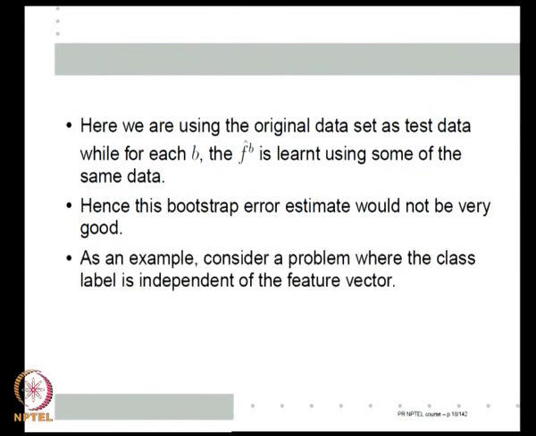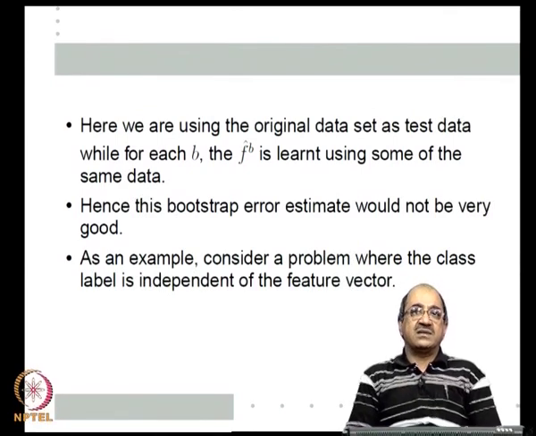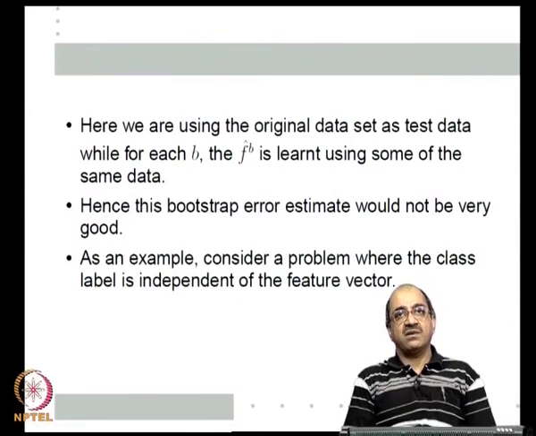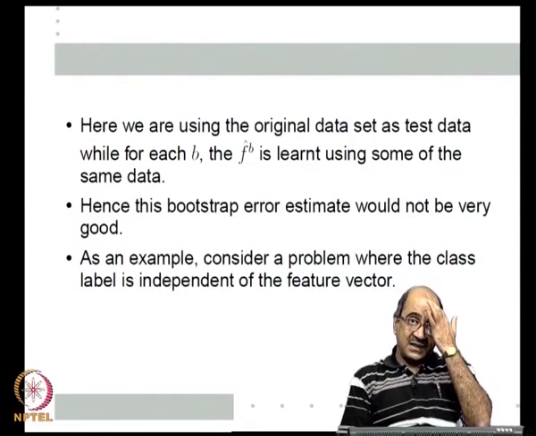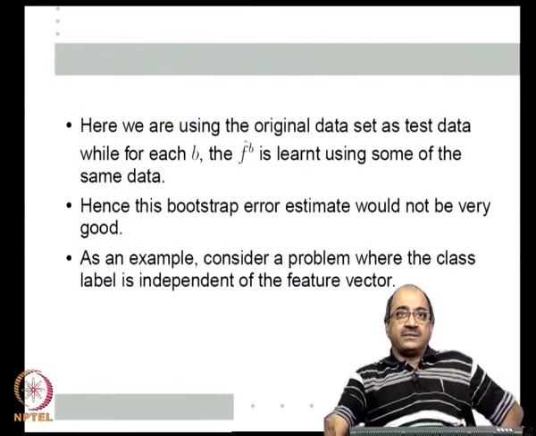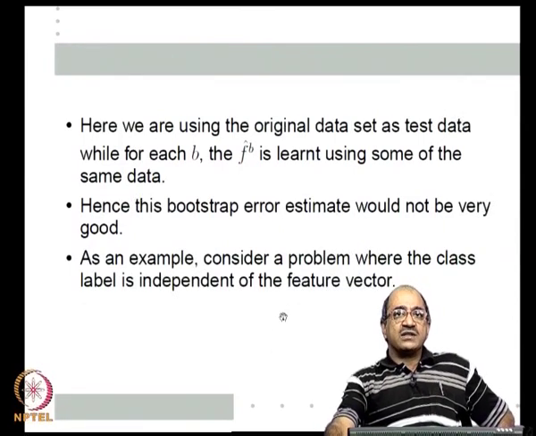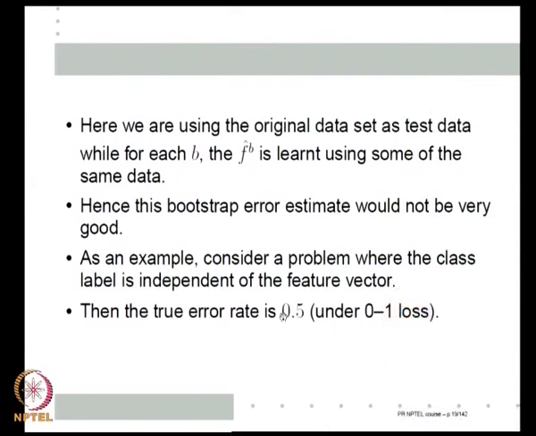Let us take an example. Let us take an extreme case where the feature vector and the class label are independent. That means, I get some feature vector, but the class label for each pattern is independent. So, with 0.5 probability it is class 1, with 0.5 probability the other class. Now, if I am using a 0 1 loss function, my true error rate is just 0.5, right, because the class label is not correlated at all with the feature vector. Because the class label is random, the best I can do is 0.5.